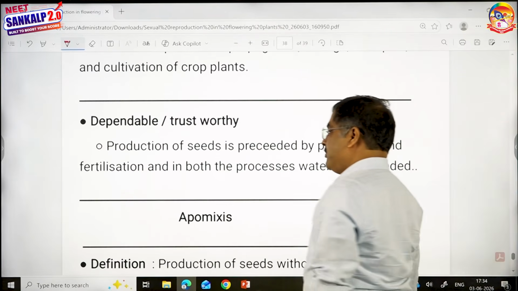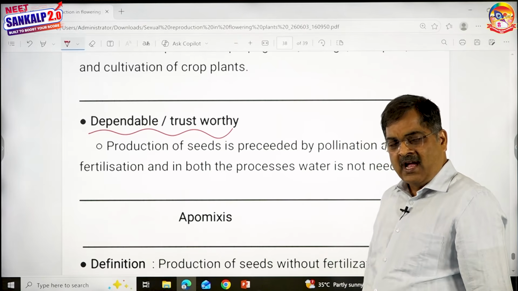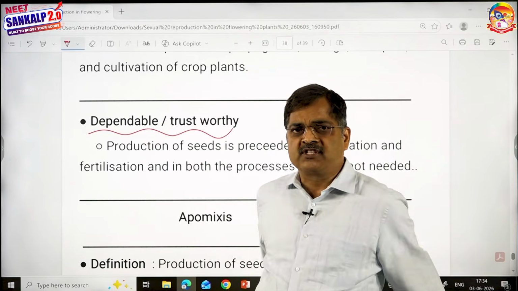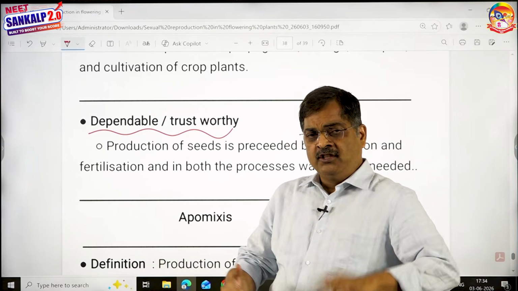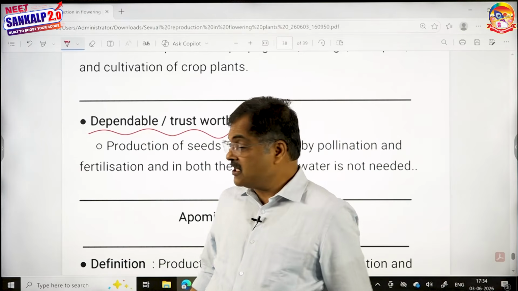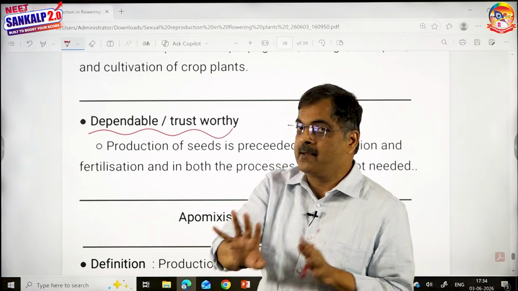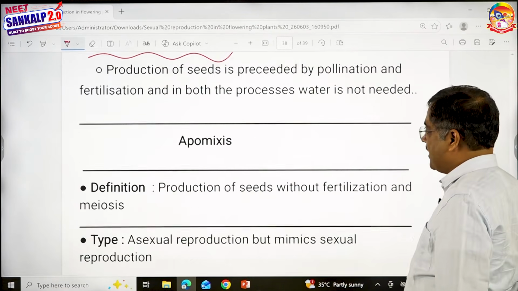And this is a very important point. It is a dependable and trustworthy process. I can assure that an angiospermic plant always produces seed, even in the absence of water. Why? Because pollination and fertilization, the true prerequisites for the formation of seed, don't need any water. So the seed production is more dependable. Dependable means, don't think parasite dependable. No, dependable means trustworthy.